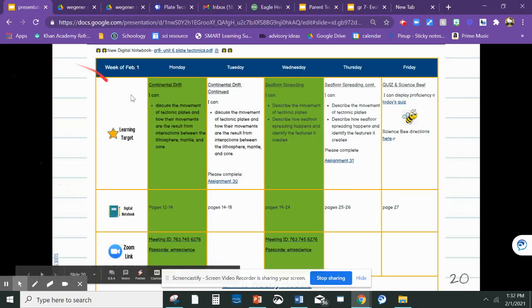For this week, we're going to spend 2 days on continental drift. We're going to spend 2 days on seafloor spreading. And then Friday, we've got a quiz that will be your first assessment in semester 2, as well as the science beat to participate in.